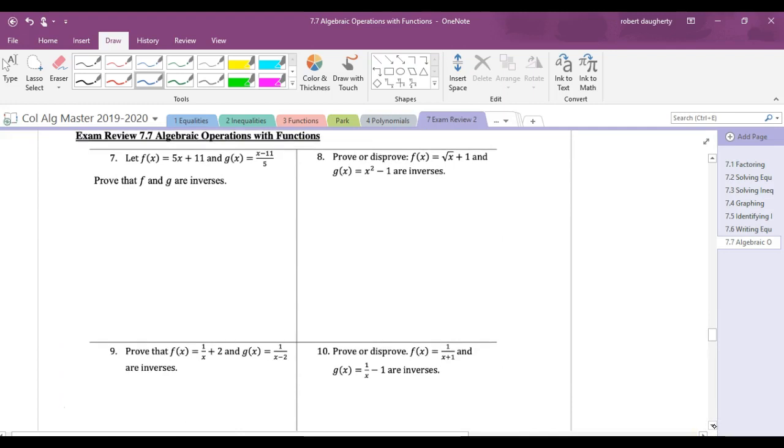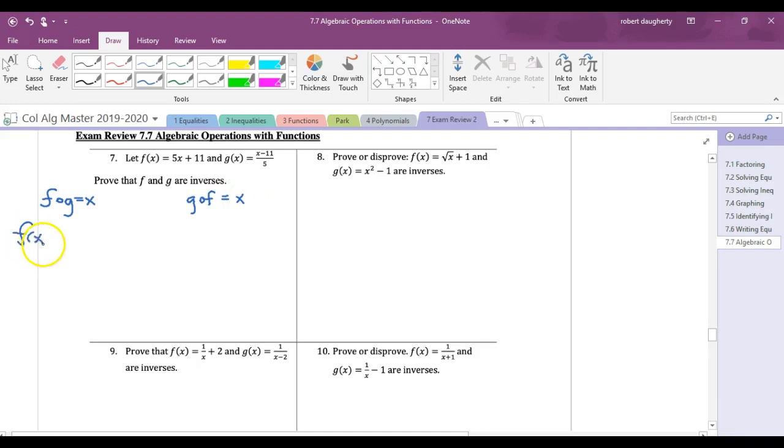Proving that two things are inverses. To prove things are inverses, I have to prove two things: f composition g is equal to x, and g composition f is equal to x. So start with the outside function.